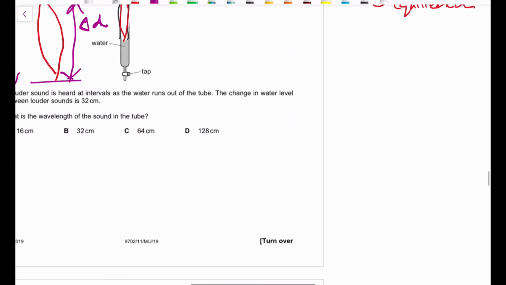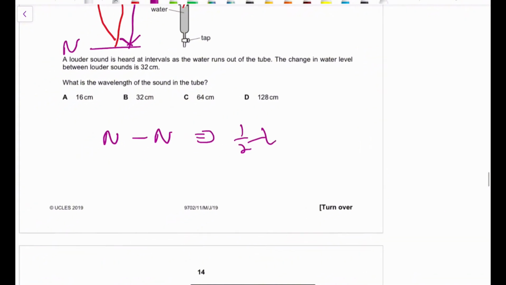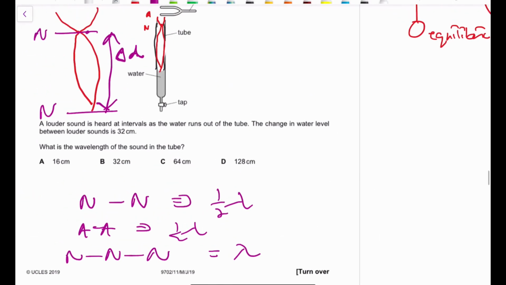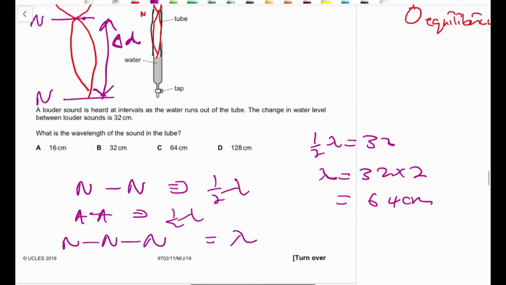But I know that from a node to a node, I'm going to have half lambda. It's a fact that we know. From a node to a node, it's going to be half lambda. From an antinode to an antinode, it's also going to be half lambda. From a node to a node to another node, it's going to be lambda. So in this case, I have a node and a node. So half lambda is going to be equivalent to 32. So lambda is going to be equivalent to 32 times 2, which is going to be 64 centimeters, and the answer is going to be C.